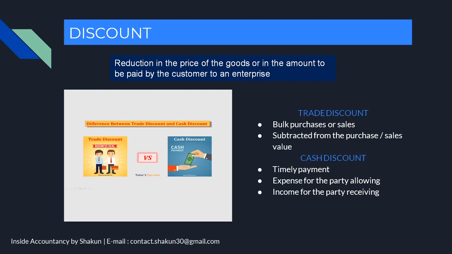Please always remember, trade discount is always on bulk purchases. If a person is making bulk purchases, let's say 20,000 tons of wheat, then the trade discount is allowed. And cash discount is allowed when the cash payment is made. So if, let's say, the company has a policy that a person who makes a payment within 14 days will be allowed a discount of 10%, in such a situation, cash discount may be allowed.